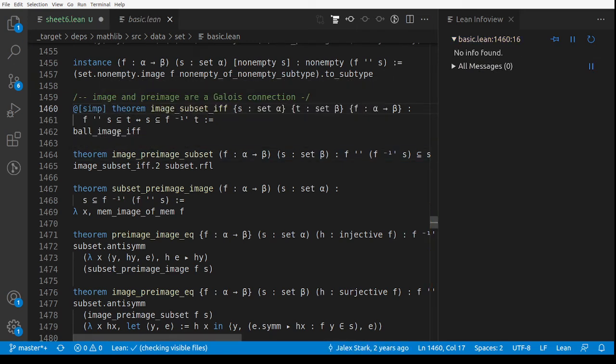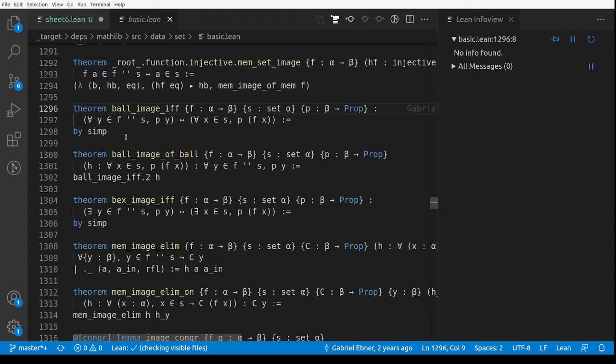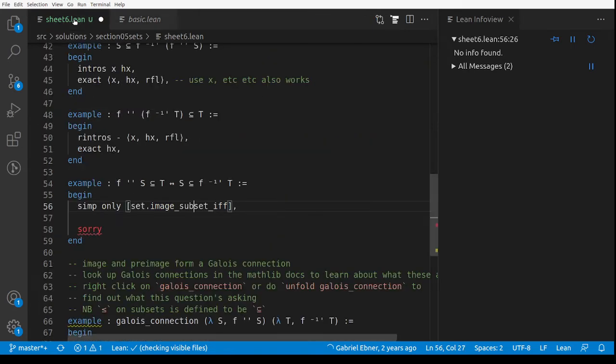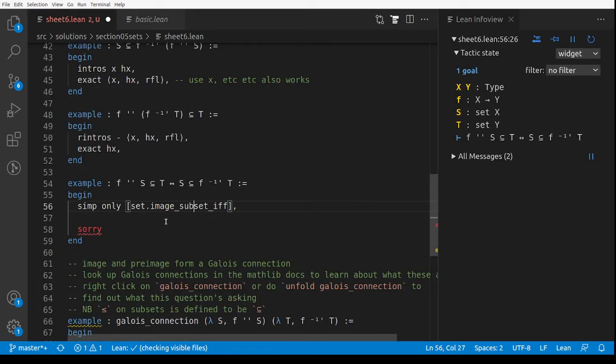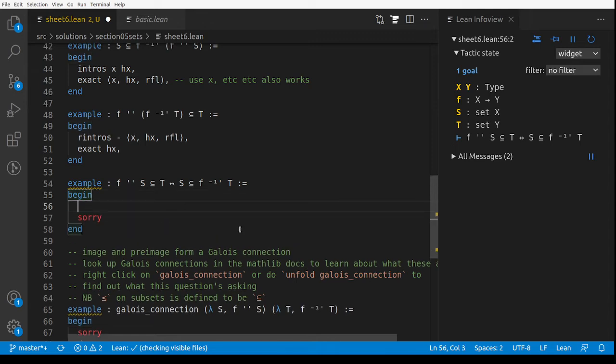It's called ball image iff. That ball doesn't mean balls in metric spaces. That means bounded forall, I suspect. Let's look at the proof of that. It's just by simp, so that's no help. We never got to the bottom of it. Okay. There's only four goals, so I may as well prove it.